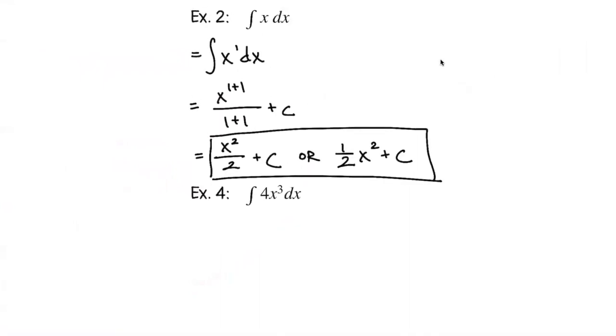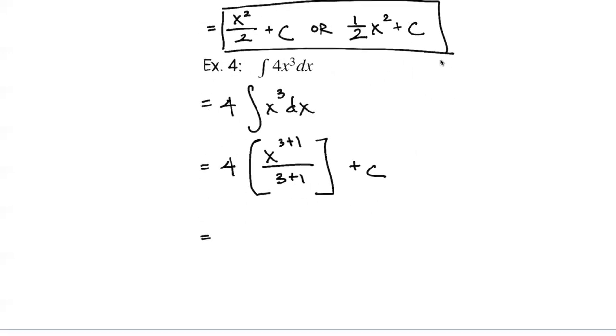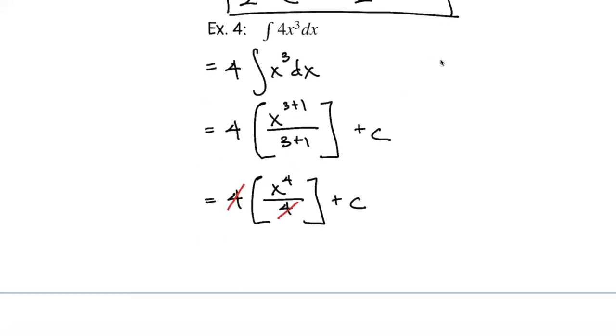It looks like I've got a constant multiple and a power rule. So I'm going to go ahead and bring the 4 out to the front. Integral of x cubed dx. This is going to be 4 times x to the 3 plus 1 over 3 plus 1 plus c. And if I simplify this, I get 4 times x to the 4th over 4. And this, we definitely want to reduce the 4 and the 4. And that will give us x to the 4th plus c.